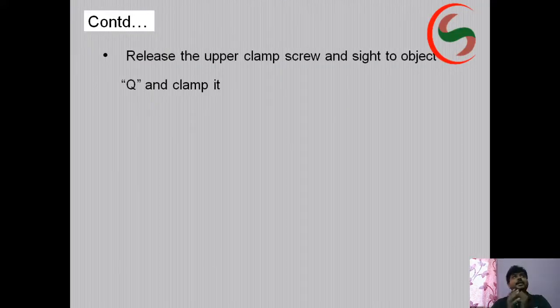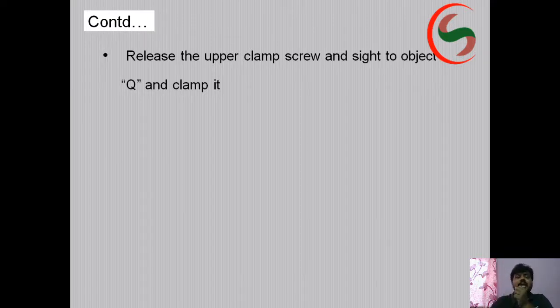Release the upper clamp. Now what am I doing? My position of the telescope is towards point P. I want to release the upper clamp and try to bisect. I will sight the object Q. I am releasing the clamp screw, the upper clamp, and I will approximately sight Q and clamp it tight.